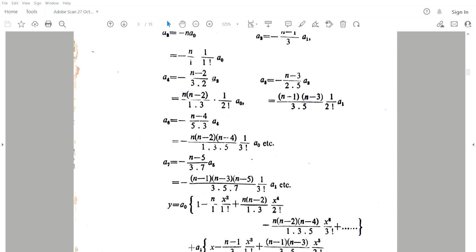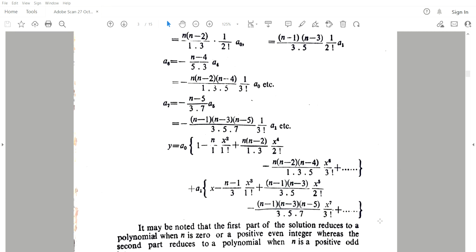Therefore, the first term is a0, x to the power 0, that means a0. Second term is a1, and then a2. Therefore, a2 is in terms of a0. Therefore, taking out a0, we get 1 minus n x square by factorial 2 plus and so on, which are the even powers of x, and the second term is odd powers of x. Therefore, we see that in this solution there are only two arbitrary constants a0 and a1.